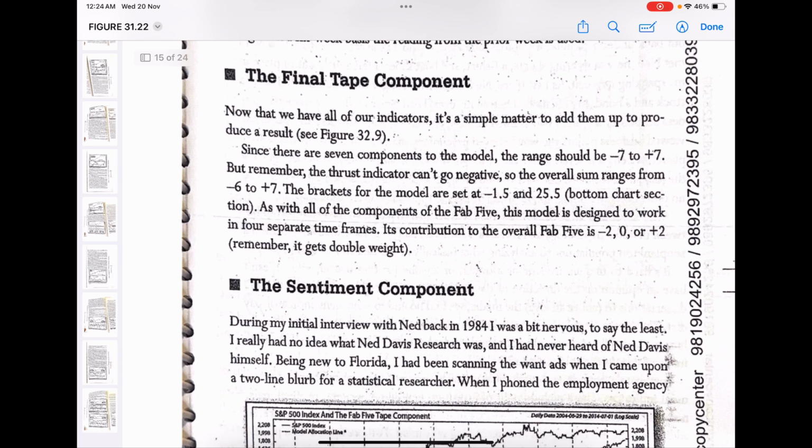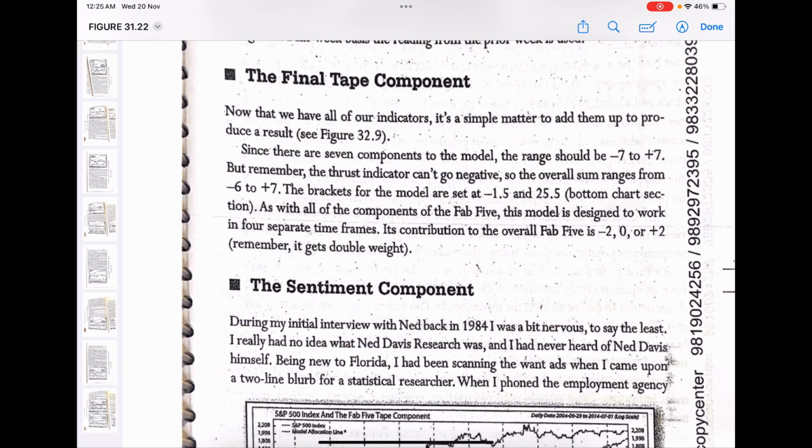Let's talk about the final tape component. Now that we have all our indicators, it is a simple matter to add them up to produce a result. Since there are 7 components to the model, the range should be minus 7 to plus 7, but remember the thrust indicator can't go negative. So the overall sum ranges from minus 6 to plus 7.